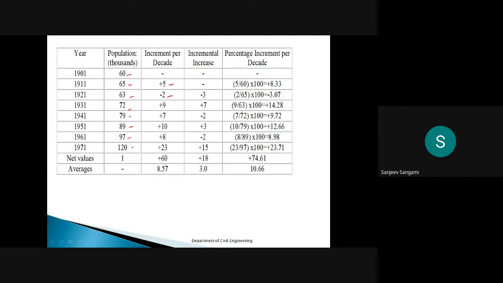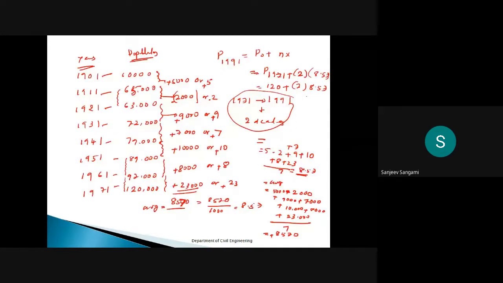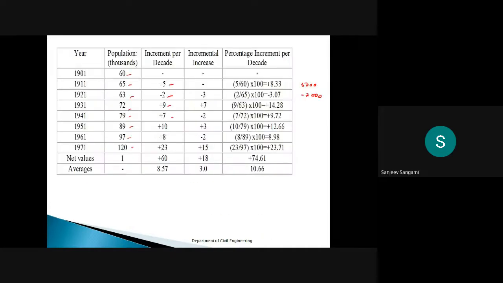This tabular column we already did. Here, instead of 5, we have written 5000, and here I have written 2000. In the previous problem what I am showing, the same we are repeating here. My intention is to put all 3 methods in a single tabular column so that you can understand. Most of the time, the 3 methods will be asked in a single problem, so in that way, you have to calculate.